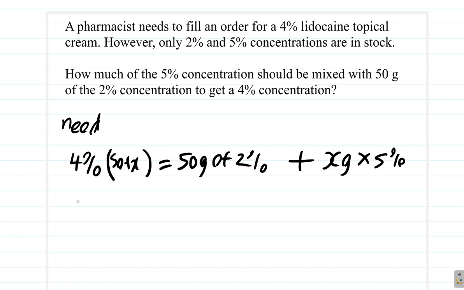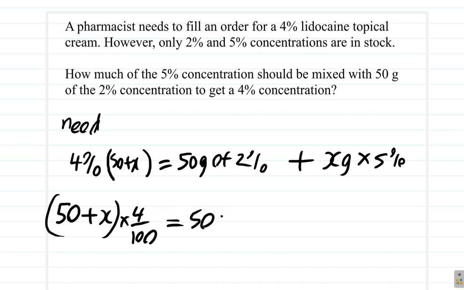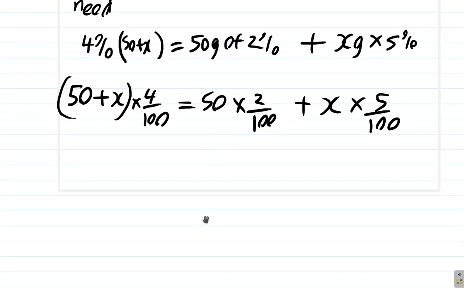So let's work this out. You will end up with 50 plus X grams of 4%. Well, let's start writing. All right, let's keep the 4% as it is, 4 over 100, equals 50 grams of 2%, total of 100, plus X grams of 5 out of 100. All right? So we convert the percentages to fractions.